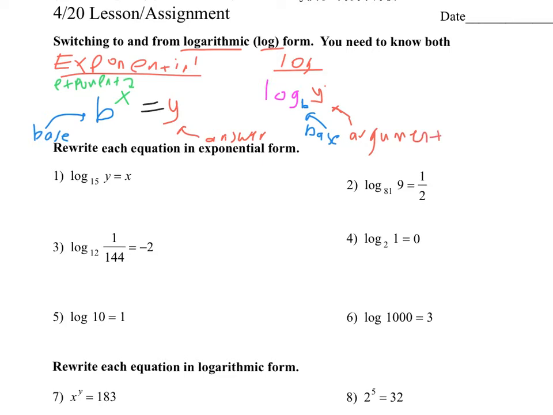And then there's still going to be that equal sign now. And then over here, all by itself now is going to be x. And so whatever was in the exponent now is no longer in the exponent. It's just all over there by itself. All right, and so that's switching from one form to the other. And like it says up here, you need to know both.